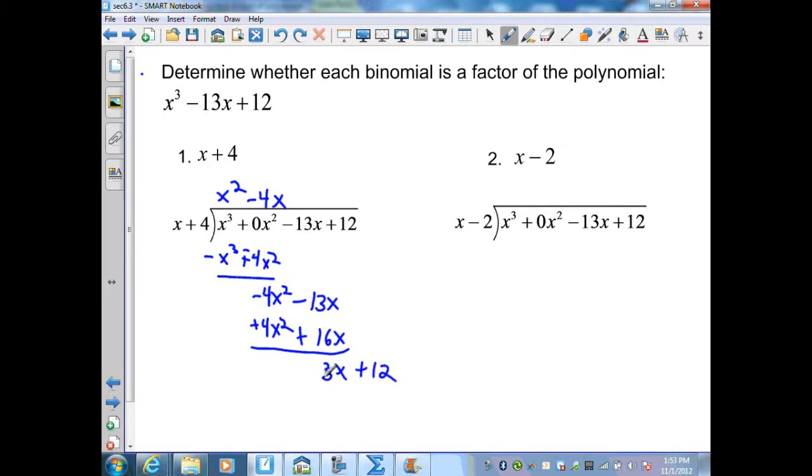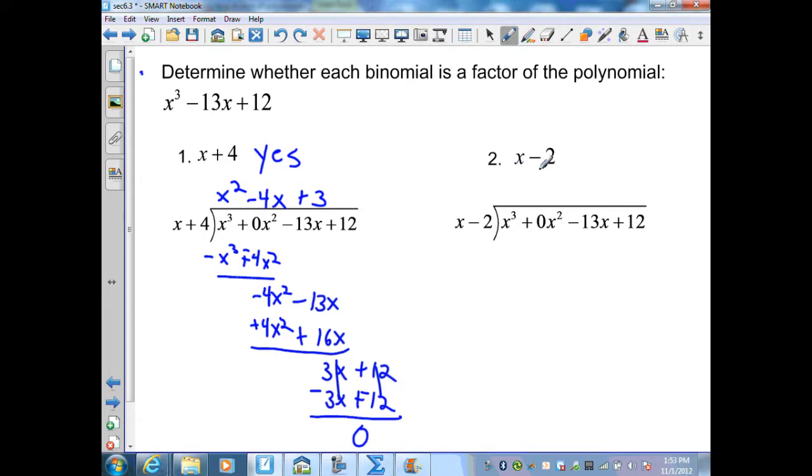X times what gives me 3x? That would be a positive 3. Distribute. 3x. 3 times 4 is 12. Change the signs. Everything drops. That gives me a remainder of 0. Since I have a remainder of 0, I know that x plus 4 is a factor, and also x squared minus 4x plus 3 is a factor. So the answer is yes, it is a factor. Let's check out the next example.